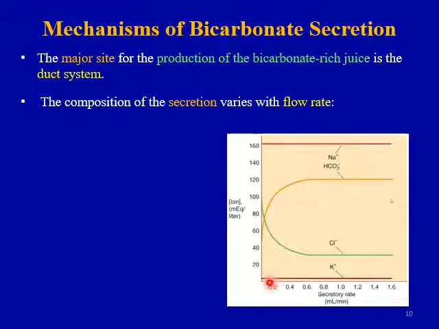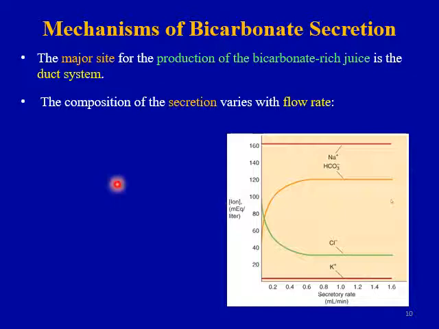We can notice that at different secretion rates, whether low or high, the potassium and sodium concentrations won't change. Potassium concentration is very low in the pancreatic juice, while the sodium concentration is very high, equal to the plasma concentration of sodium. What changes according to the flow rate is the concentration of chloride and bicarbonate. As the pancreatic juice flow rate increases, the chloride concentration will drop, while the bicarbonate concentration will increase until it reaches a plateau.